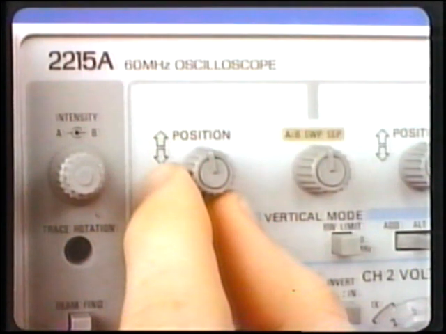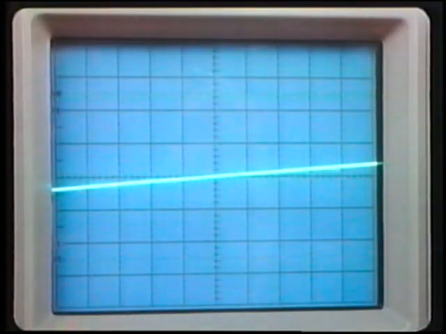Now, adjust the Channel 1 vertical position control in the second block so that the displayed trace is aligned with the center horizontal line of the graticule. The vertical position control adjusts the position of the trace with respect to the horizontal axis.